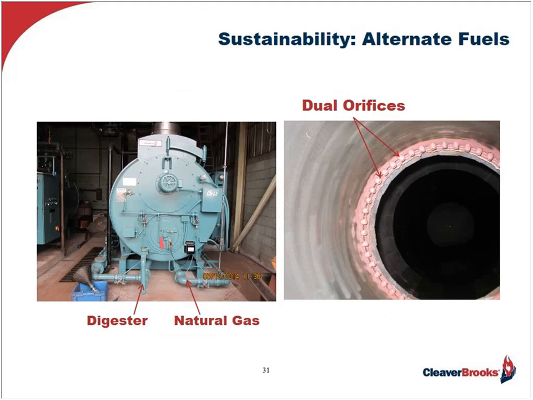Now, the other opportunity may be if the client has another source of fuel which is being wasted or flared off or just hauled away. An example would be landfill gas or digester gas. We have technologies which can be used to burn many of these waste fuels. On the slide now is one of our boilers, which is burning both natural and digester gas. On the right side picture, you see the dual canister burner with a set of orifices for the natural gas. Those are the spudded ones.